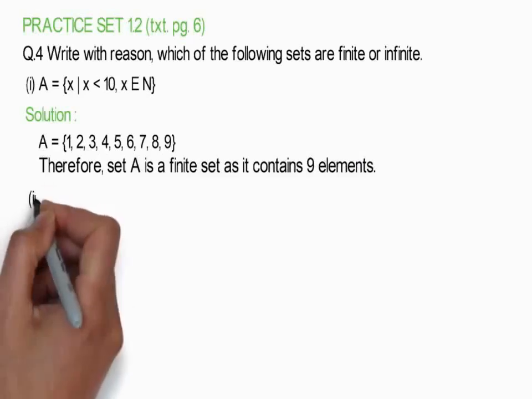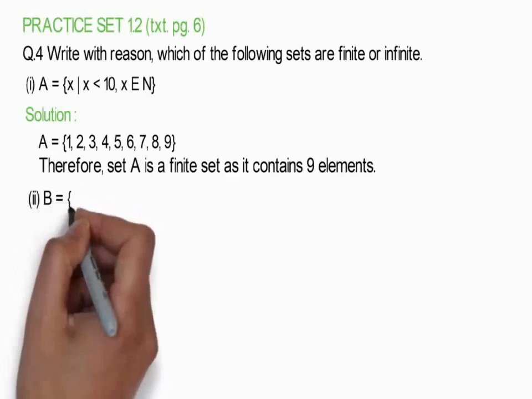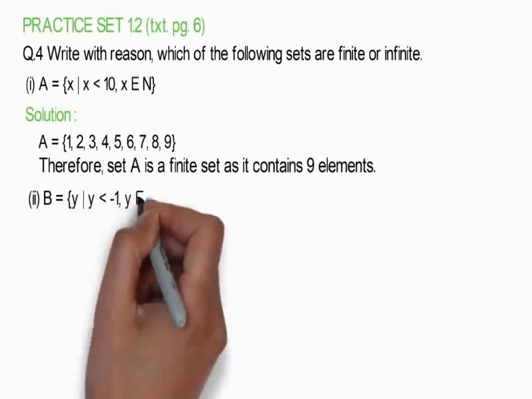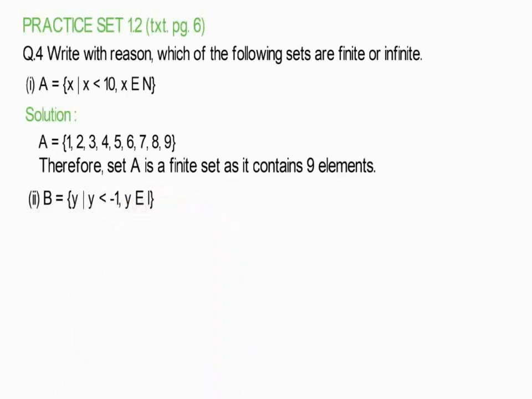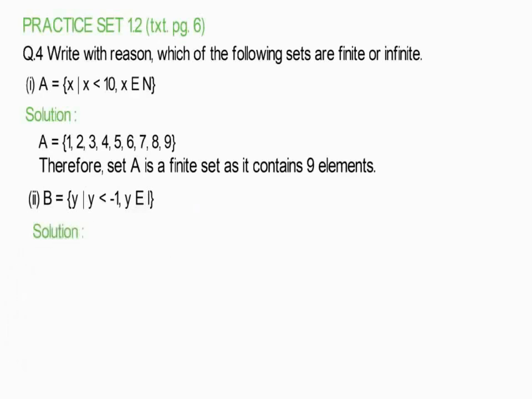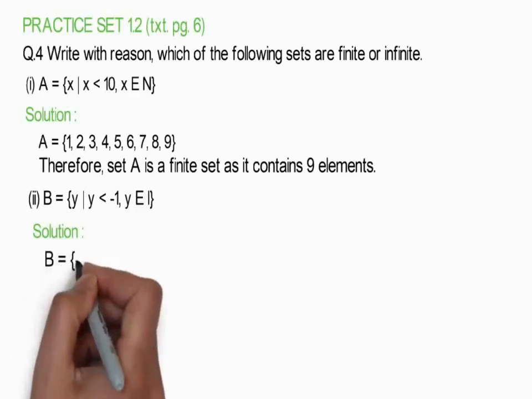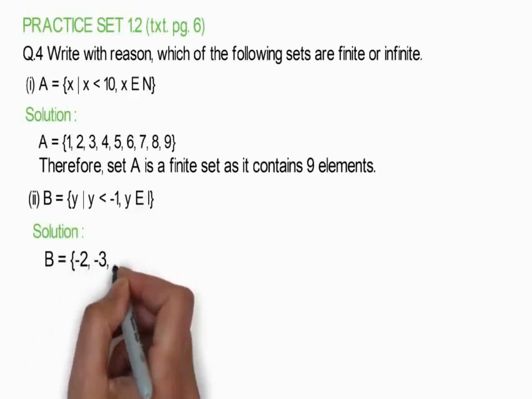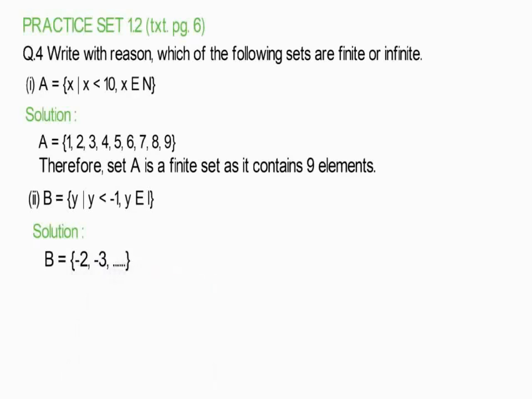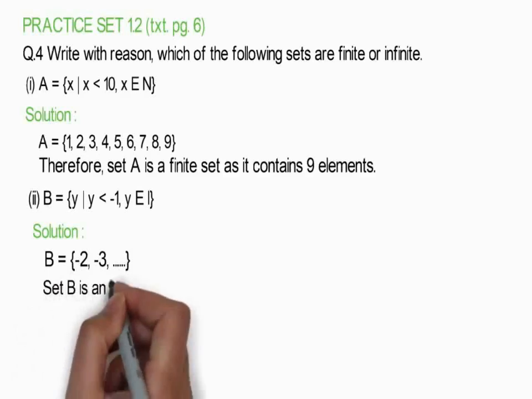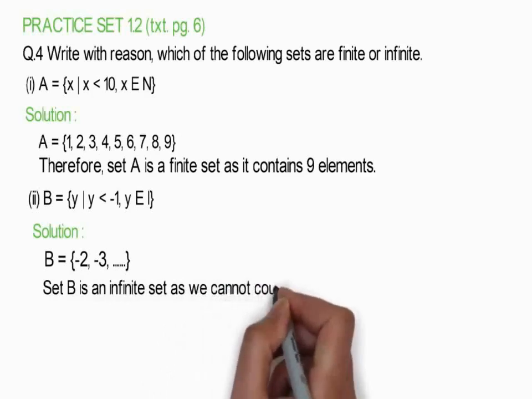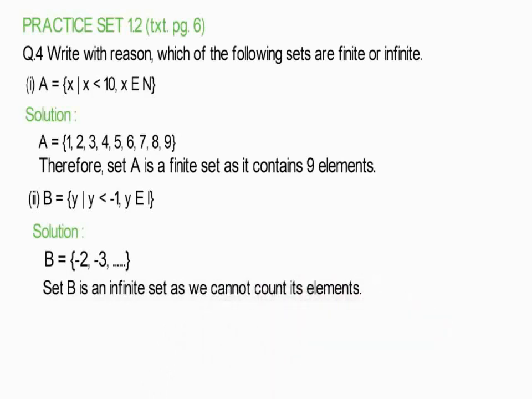Question number 2. B is {y such that y is less than -1 and y is an integer}. Solution. B is equal to {-2, -3, ...}. So it is uncountable. Therefore, set B is an infinite set as we cannot count its last element.